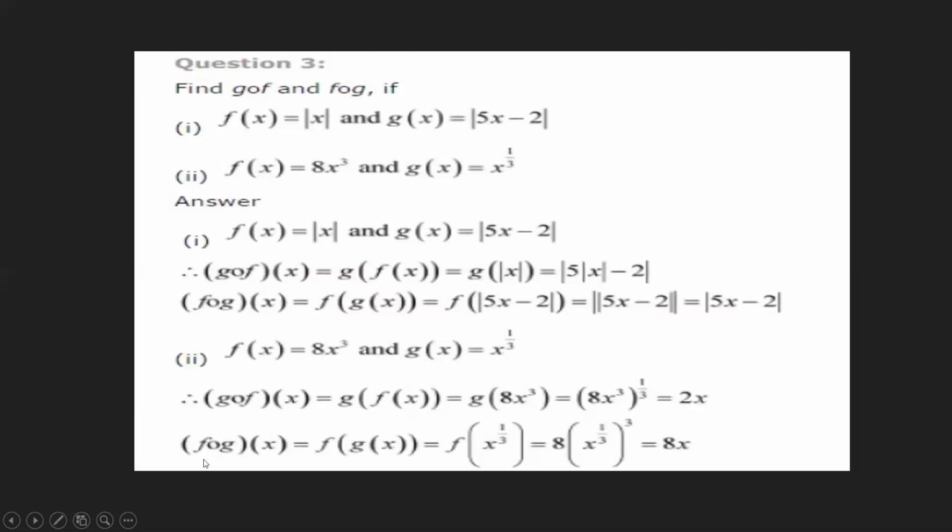Similarly, when we do f of g(x), g(x) is x to the power 1 upon 3. So f of x to the power 1 upon 3 is 8 times x to the power 1 upon 3 to the power 3, which gives me 8x.